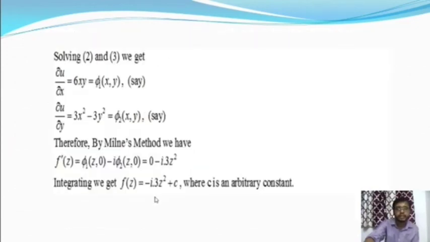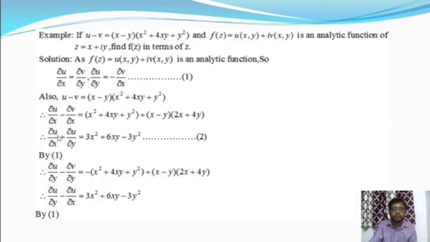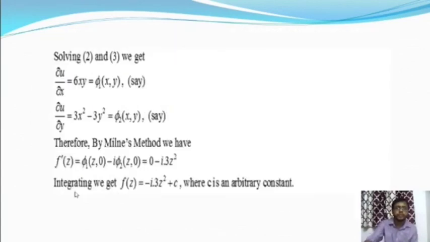we'll get the value of del u del x and del u del y. So after cancelling the term del u del x from equation 2 and equation 3, we'll get del u del x and del u del y. So here del u del x is equal to 6xy, say phi 1 of x comma y, and del u del y is equal to phi 2 of x comma y.